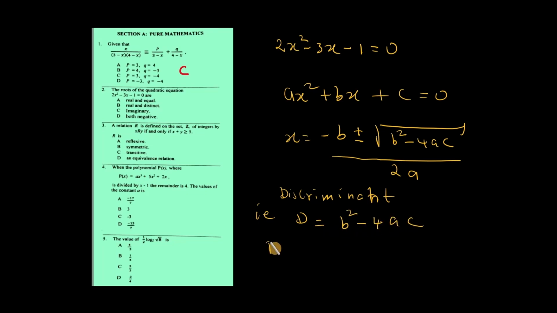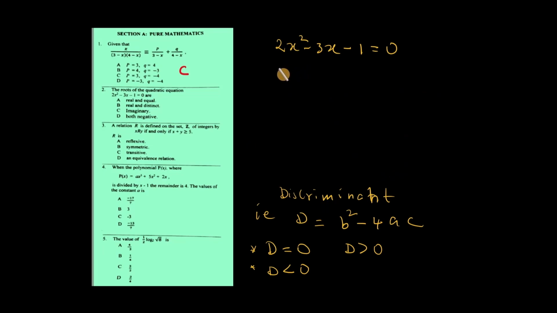If the discriminant is equal to 0, then the roots will be real and equal. If the discriminant is less than 0, then the roots will be imaginary. If the discriminant is greater than 0, then the roots of the quadratic equation will be real and distinct. These are the three conditions from which the roots of the equation can be determined using the discriminant.